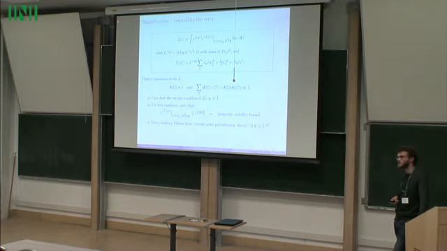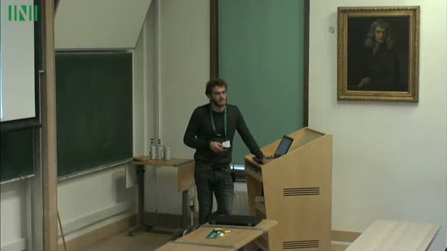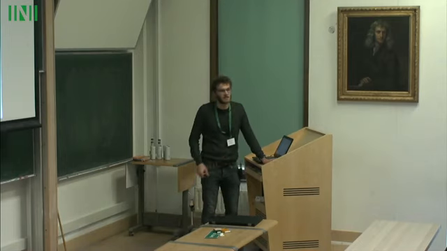Your RG transformations flow towards the infrared Gaussian fixed point with some logarithmic terms. Can you say how big a domain you can start from in terms of the couplings which flows to this point?